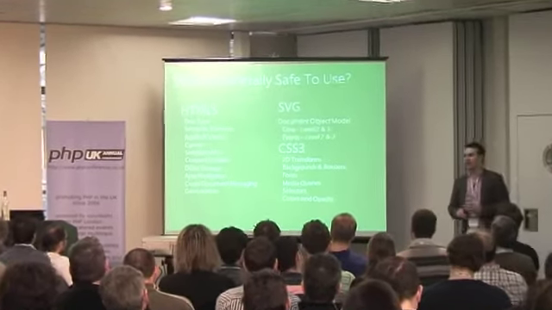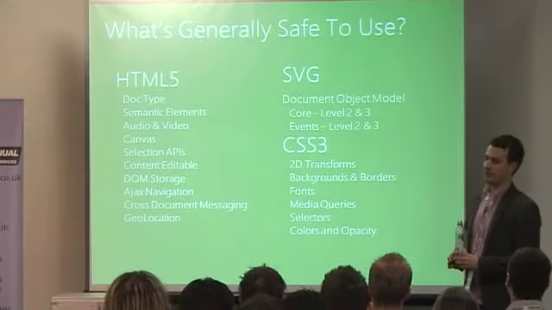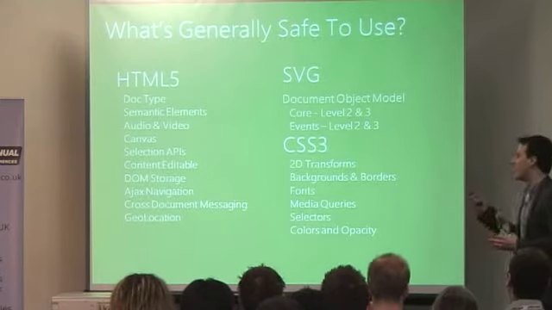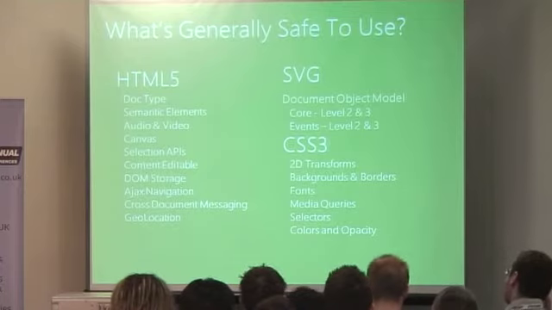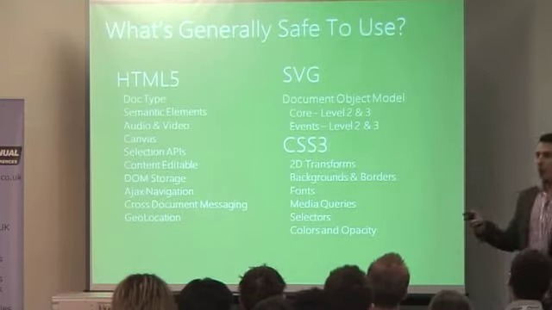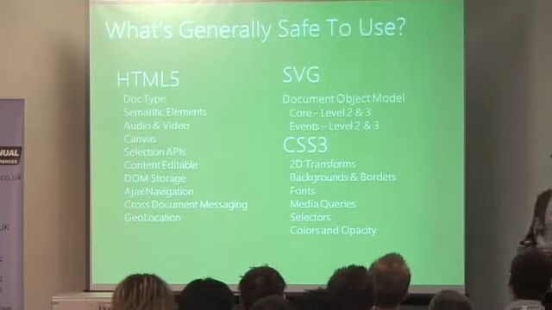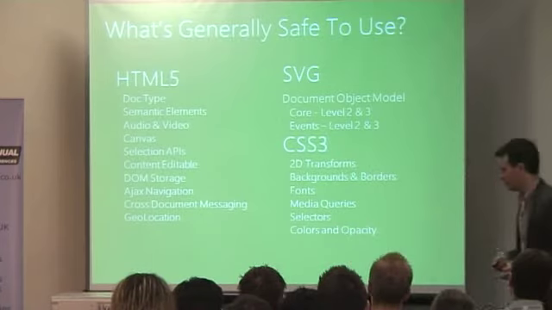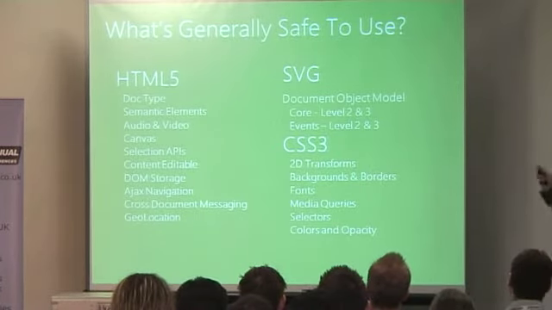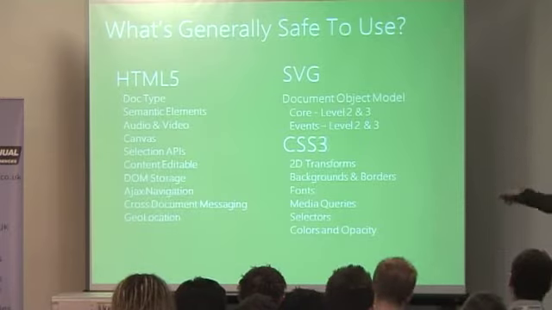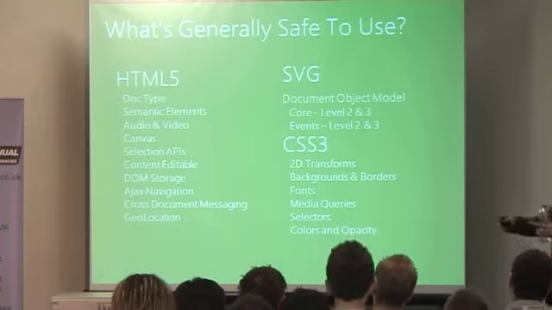For all the things that I've talked about today, there are ways around making them work in older browsers. I'm not going to have time to go through any of those because none of my demos worked. But things like the canvas tag, DOM storage, Ajax navigation, cross-document messaging, geolocation, semantic elements, audio and video, there are ways to support things like IE6, but still use these in your websites today by using graceful degradation. Core and events, and CSS3, 2D transforms, backgrounds and borders, fonts, media query selectors, colors and opacity are all usable today.